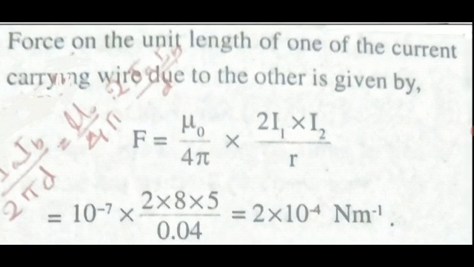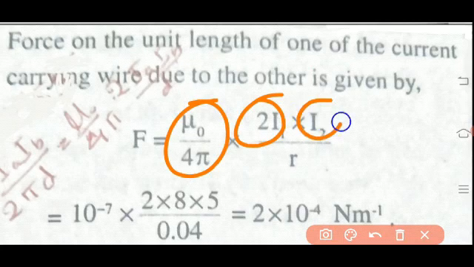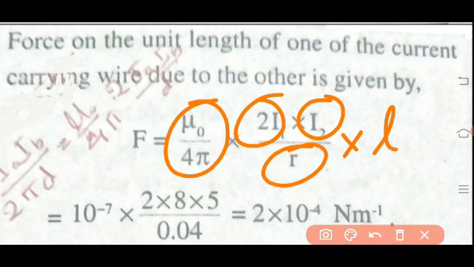So first you can find the force, then multiply with the length. That's mu naught by 4 pi into 2 IA or I1 into I2 by the distance, and you also multiply with L. Okay, so there is no problem.